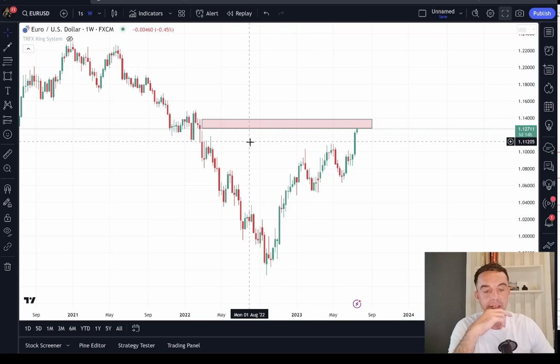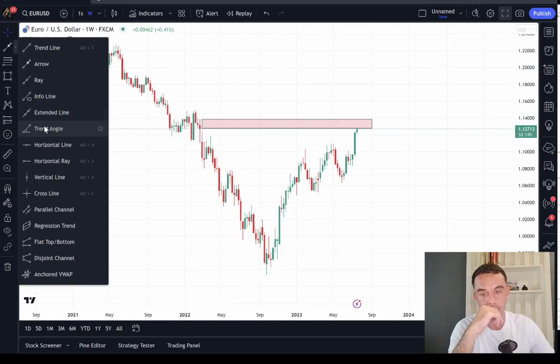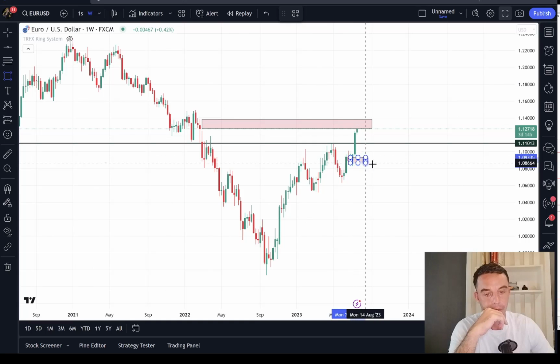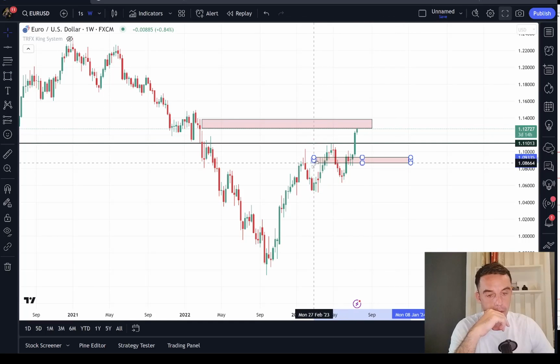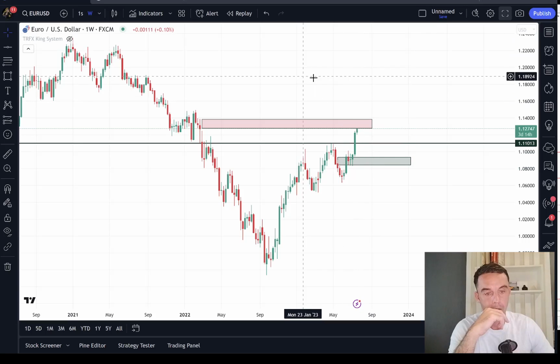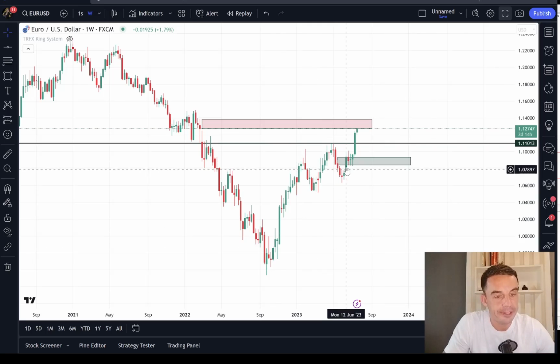Where price is attracting now. Last low it's taken out on the weekly charts is here, and on the monthly charts this whole area would have been the buy zone.